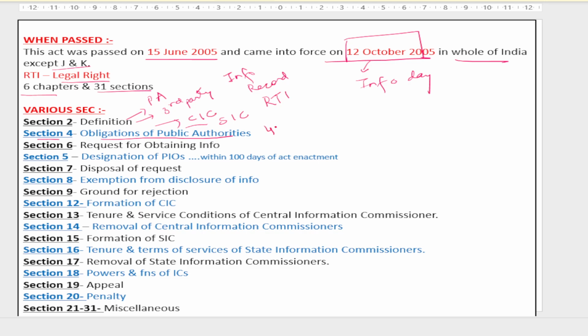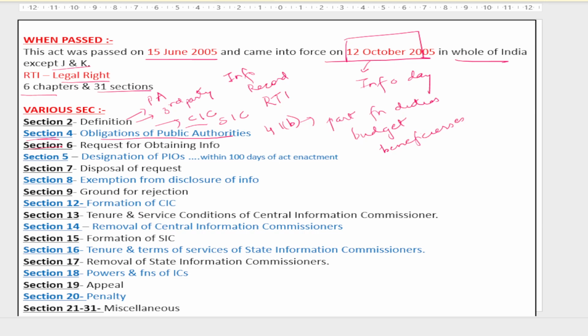Also Section 4, 1 clause B, subclause B, it says that within 120 days of the enactment of the RTI Act, the public authorities need to disclose all important details like the particulars of their organization, the functions, the duties of the officials and employees, the budget allocated, the disbursements made to various agencies in the organization, the details of the beneficiaries of various schemes, etc. So all these disclosures need to be made by the public authorities. Also the public authorities need to provide details about how a citizen can apply for information from the government organization. We will study this in detail under Section 4.